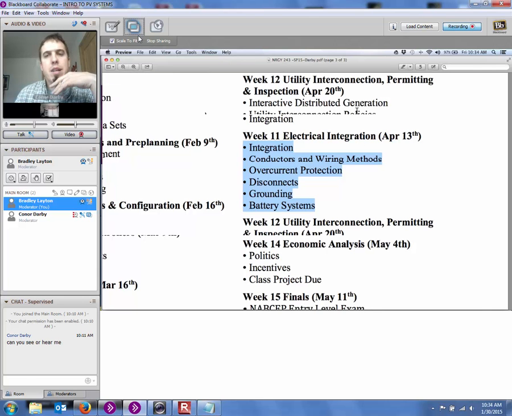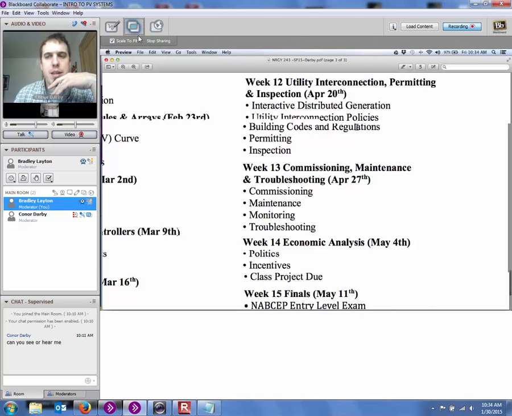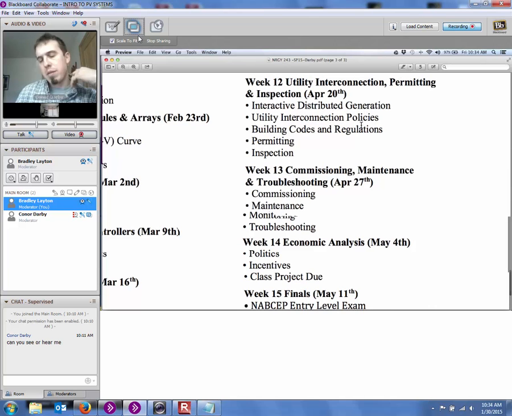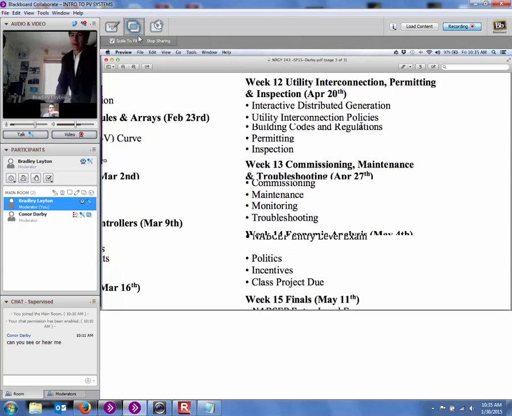Getting to the final weeks here before the exam: utility interconnection, permitting, and inspection. There's actually quite a lot of references there to the National Electric Code as well for proper integration of systems to the grid. Proper methods to get the projects permitted properly with your local jurisdiction, or what they'll call authority having jurisdiction, that's an industry term, AHJ. And then inspections, of course, by the AHJ, which is the local inspector.